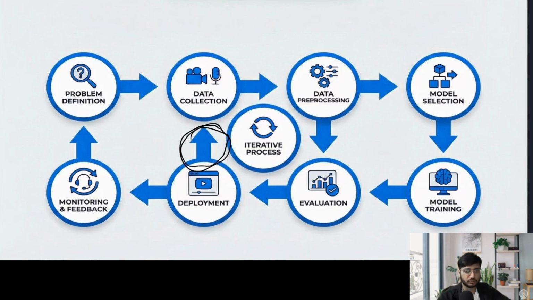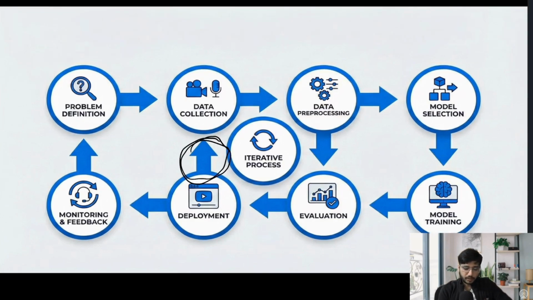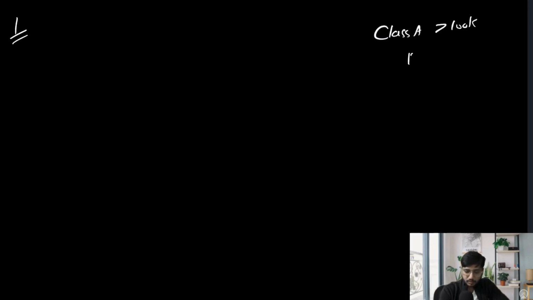So let's move ahead. The first part is problem definition. So what does it mean? Let's say that rather than just predicting the house price, you're passing this data to another software. What the software wants to know is whether the house lies in class A, class B, or class C. Let's say that class A is something like greater than 100K, B is 80K to 100K, C, D, E, something like this.